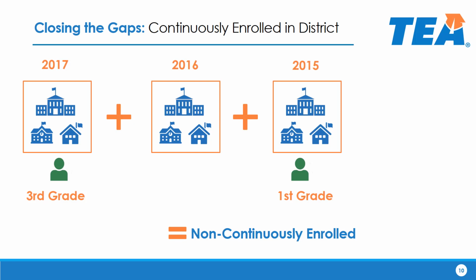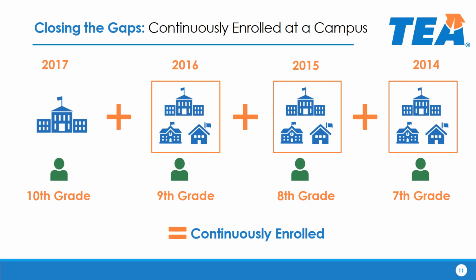Still looking at continuous enrollment in the district, we're starting in 3rd grade in 2017. Notice, this student was in the district on the snapshot date in 2017, was not in the district on the snapshot date in 2016, but was in the district on the snapshot date in 2015. That student is still considered non-continuously enrolled because there's not 3 continuous years of enrollment.